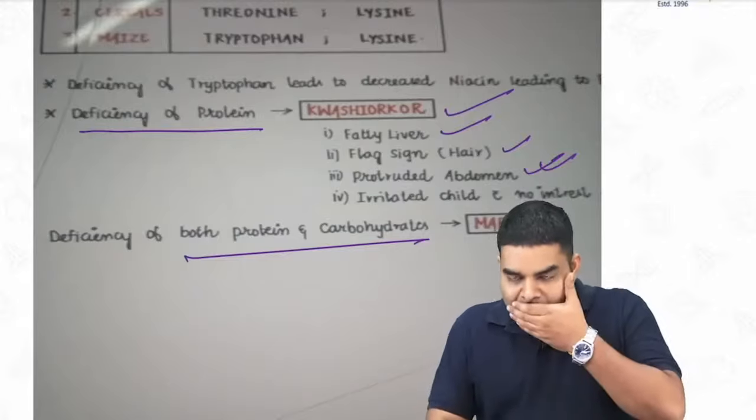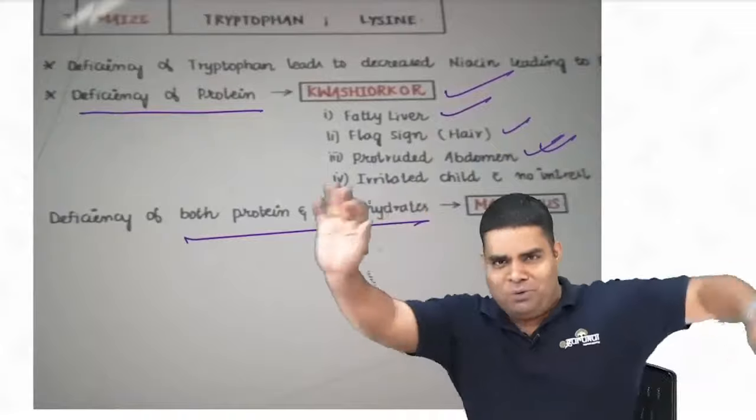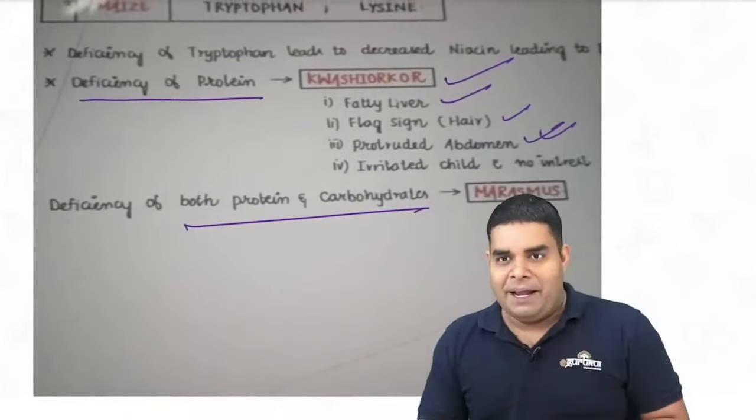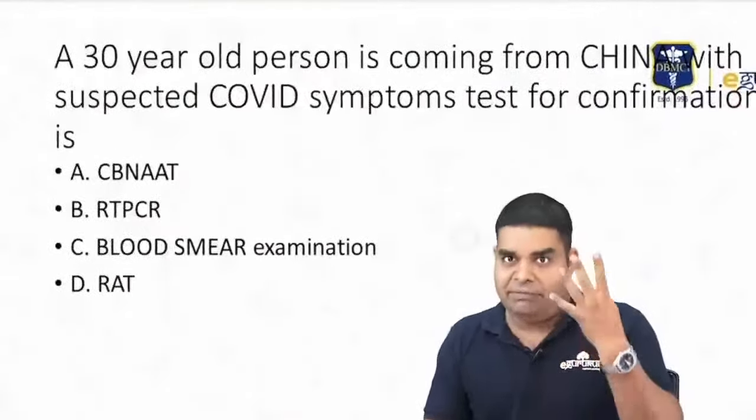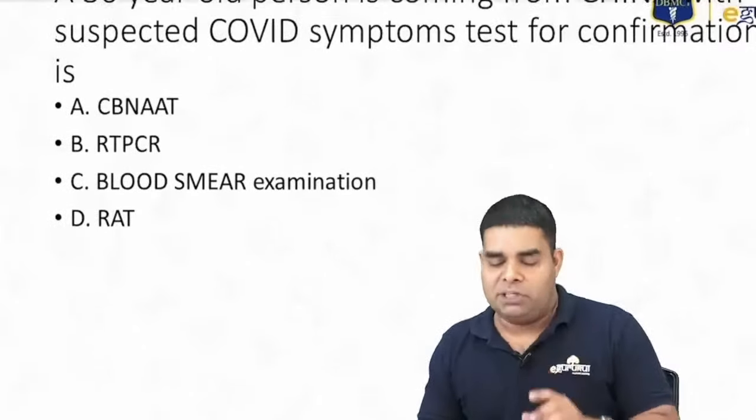It's due to eating more and working less. But anyway, it will go away soon, I'm very sure. So remember these 4 things: fatty liver, flag sign, irritated child, not interested in eating - Kwashiorkor, which is only protein.